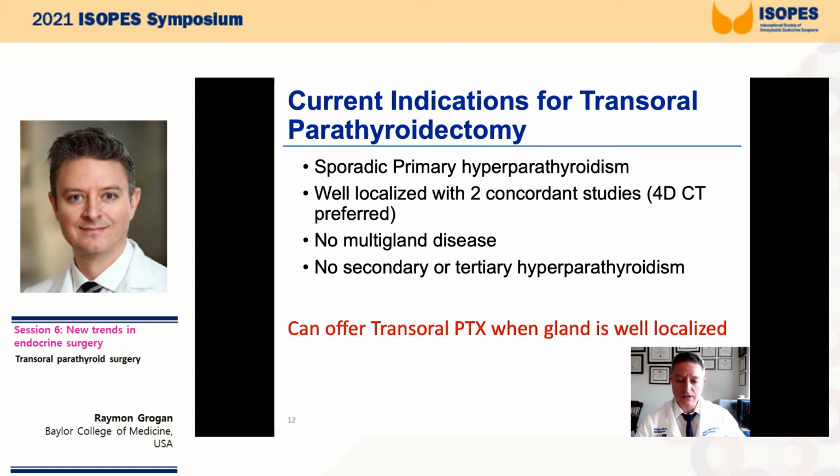And no secondary or tertiary hyperparathyroidism. These glands tend to be very inflamed. They oftentimes can be stuck to the recurrent laryngeal nerve. Again, technically, can it be done transorally? Yes, but they're quite challenging operations, and clinically the trade-off just doesn't seem to be appropriate at this point in time.